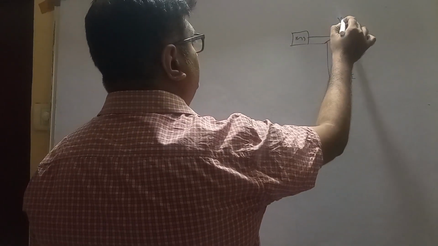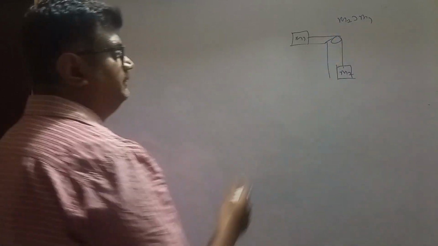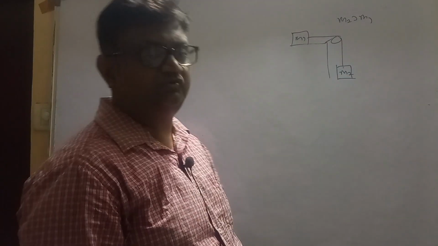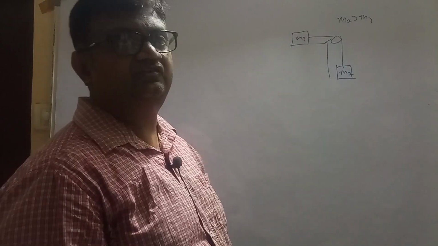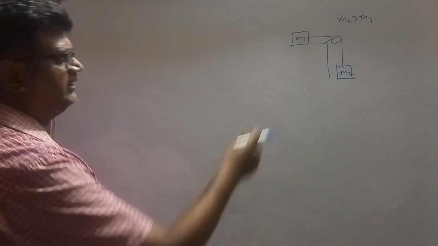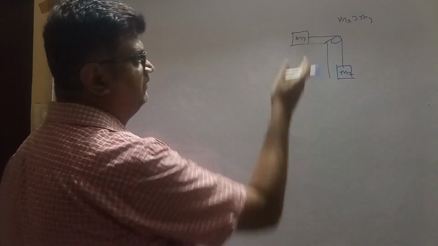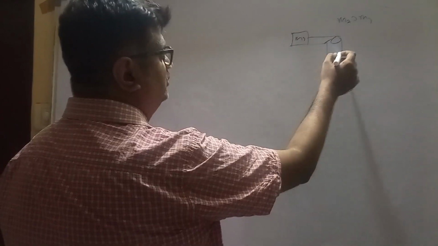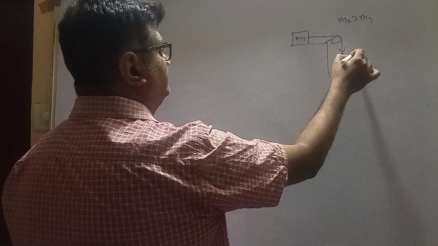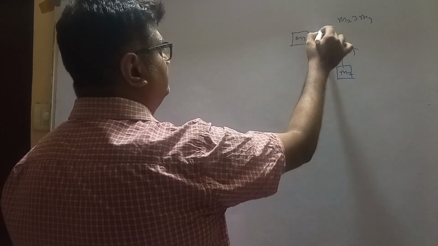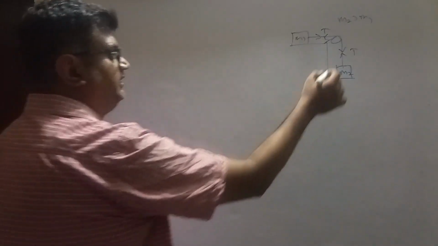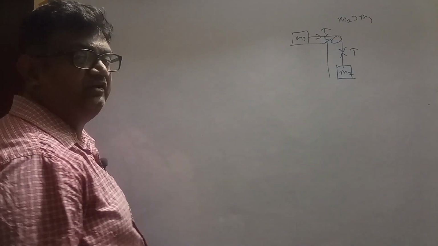I'm assuming that m2 is more than m1. I'm assuming that the string is almost weightless, the pulley mass is ignorable, and we are trying to find out what is the acceleration in the system and what is the tension in the system. So because the string is same, we will write same tension here, right? And because the string is same, each point will be having same acceleration.